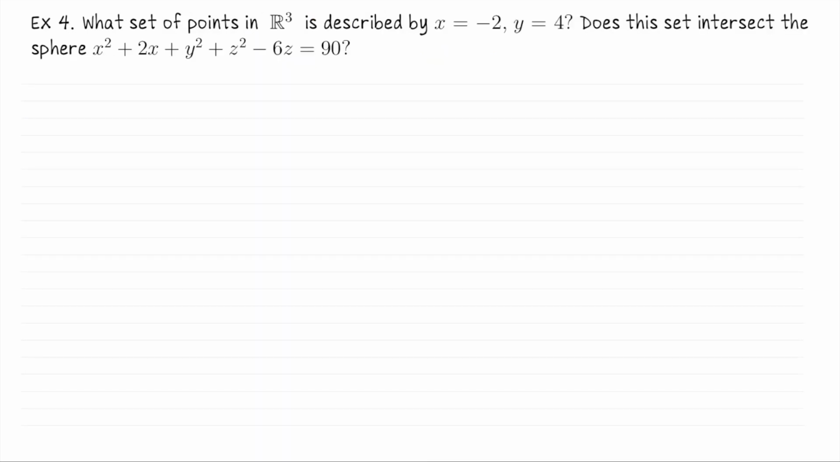Moving on to example 4 now. What set of points in R3 is described by the pair of equations x equals -2 and y equals 4? Does this set intersect the sphere x^2 + 2x + y^2 + z^2 - 6 = 90? I'll start in the usual way by sketching R3. So we have our 3 axes. For x equals -2 and y equals 4, we don't have any constraint on z. So let me plot a few points that would make both of these equations simultaneously true.